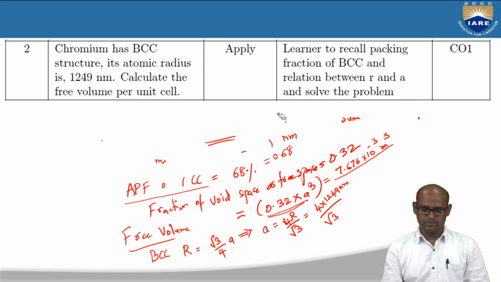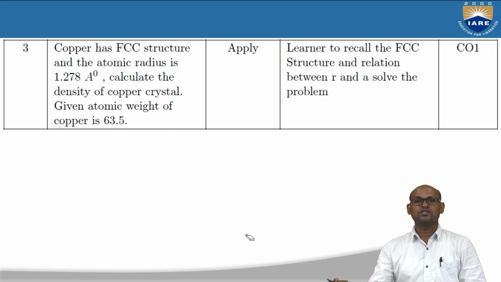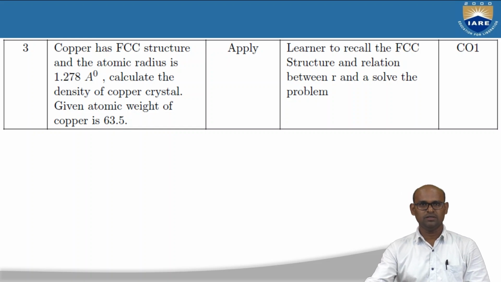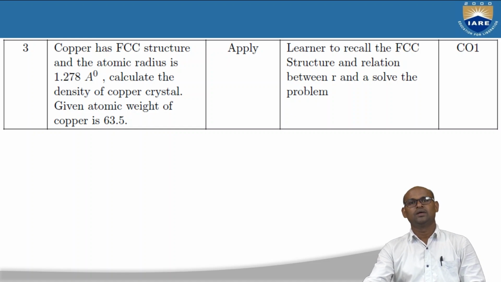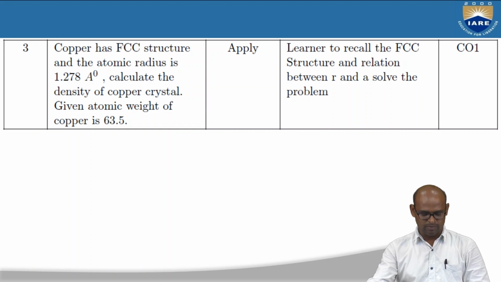So let us go into the next problem. The next problem is: copper has FCC structure and the atomic radius is 1.278 angstroms. Calculate the density of copper crystal. Given atomic weight of copper is 63.5.